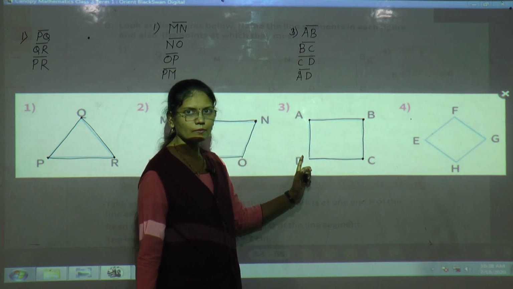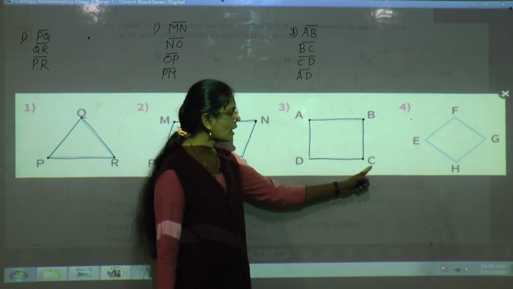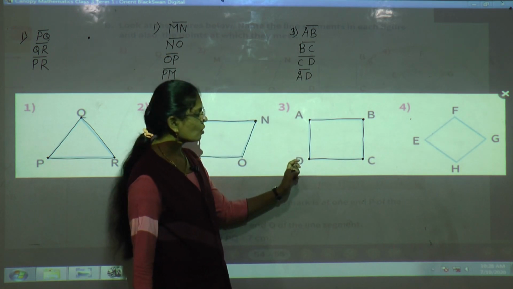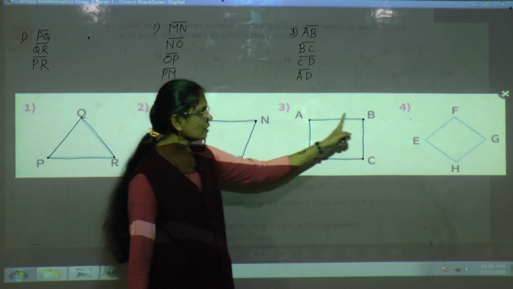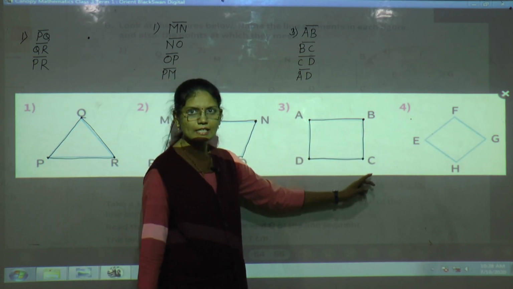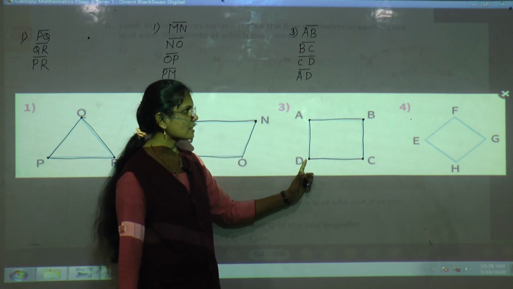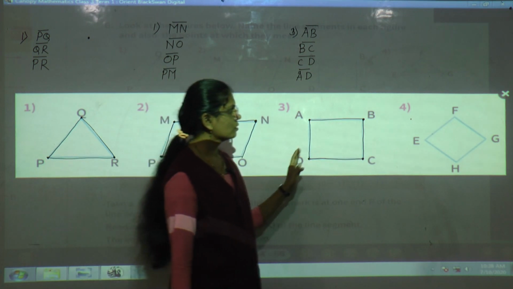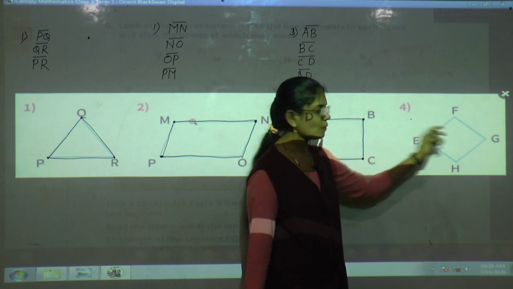Now which one is remaining? Yes, line segment CD and AD. These two line segments can meet at point D. So in the square there are four midpoints, points A, B, C and D, and also there are four line segments: AB, line segment BC, line segment CD and line segment AD. Okay. Now there is one more figure that we will also see now.